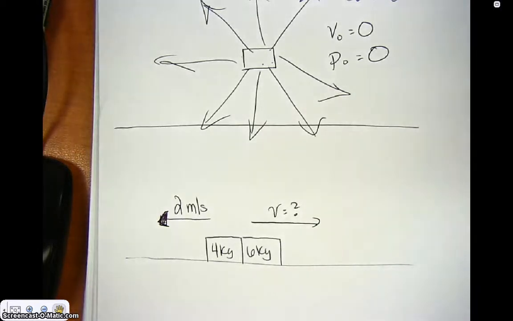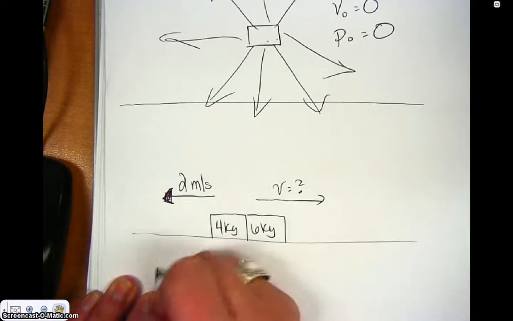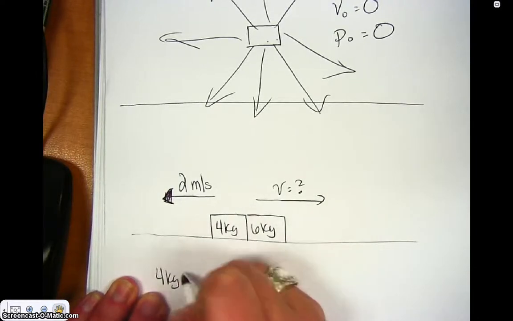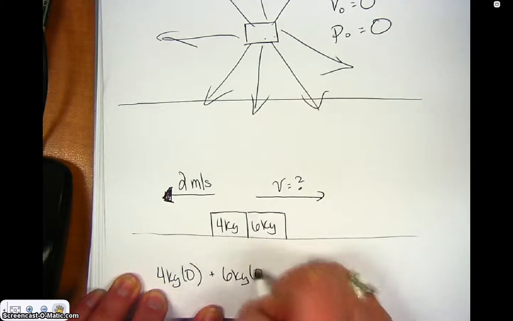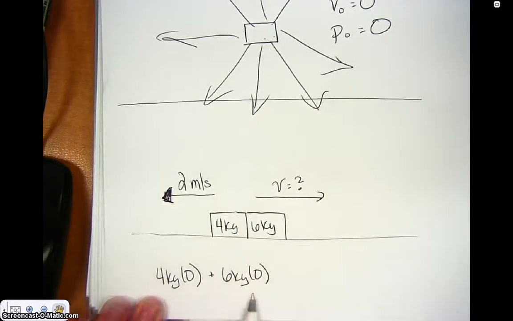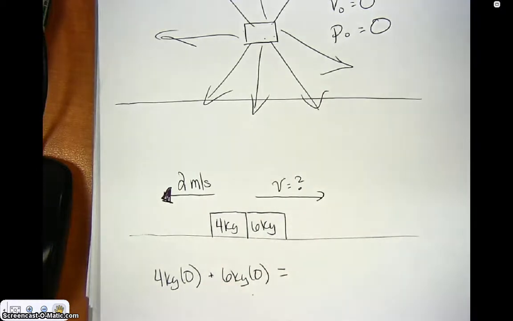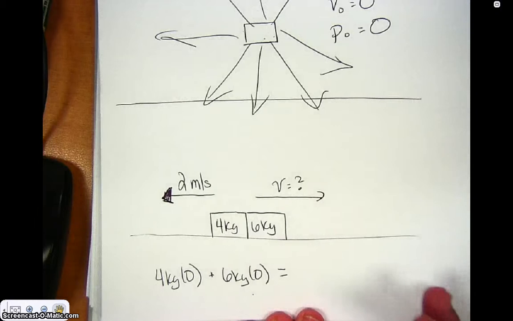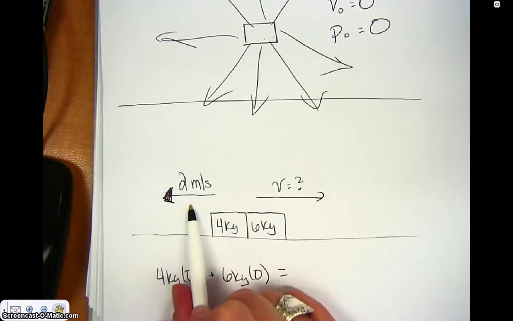So we're going to think about what's happening before the scenario and then after the scenario. Before the scenario, we have a momentum equal to 0. We have a 4 kilogram mass with a velocity of 0, and a 6 kilogram mass with a velocity of 0. Those are both 0, and they equal 0 overall. Then after the explosion happens, on the right hand side, we have a 4 kilogram mass that's moving to the left at 2 meters per second.